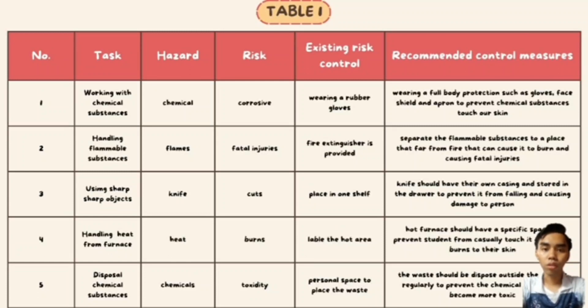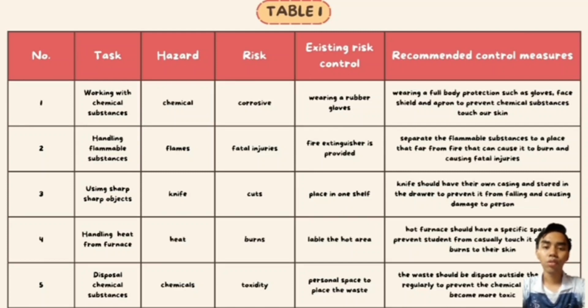Now we will move on to Table 1. First of all, in number 1, the task is working with chemical substances. As we know, the hazard from this statement was obviously the chemical that has a risk of corrosion. The existing risk control found in the laboratory was wearing rubber gloves. Therefore, I recommend the control measure for this was wearing full body protection such as gloves, face shields and apron to prevent chemical substances from touching our skin.